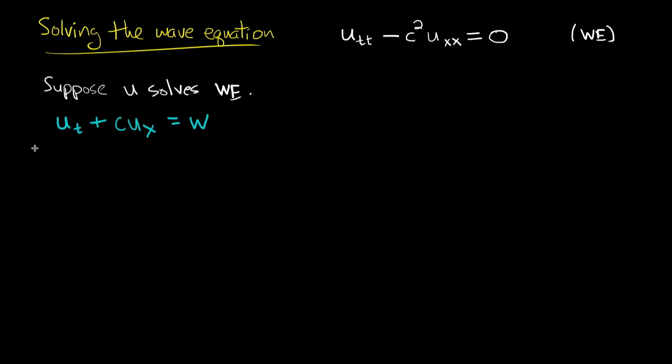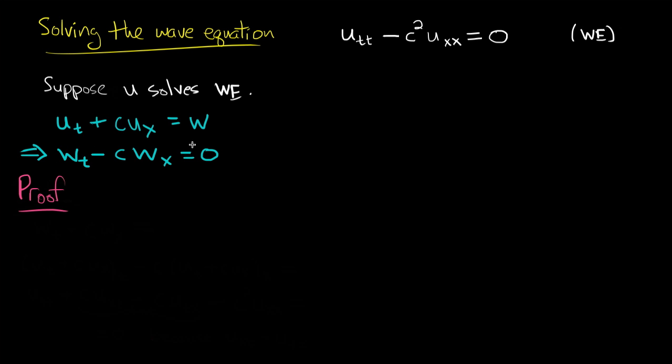Now here's the thing which is very interesting. W actually solves the backwards transport equation. W solves WT minus CWX equals 0. And this is true by virtue of the fact that U is a solution to the wave equation. Well, let's prove it, because that's the best way to really understand what's going on here. So, proof. Now the proof is not difficult, it's a computation, but we have to be careful and make sure that we understand what we're doing every step of the way.